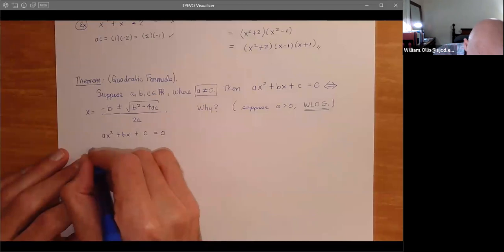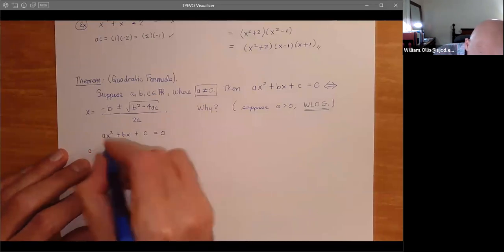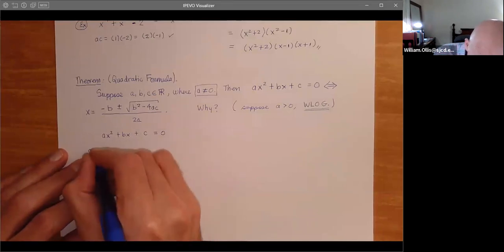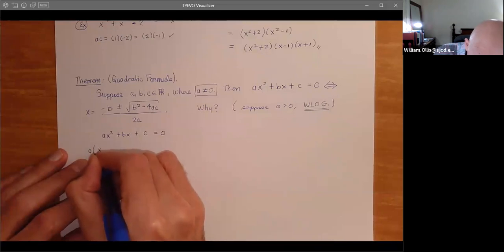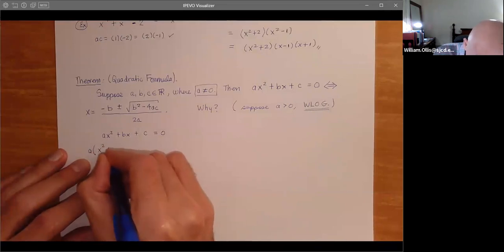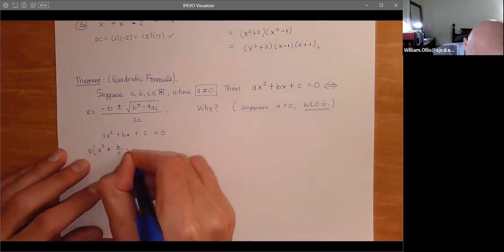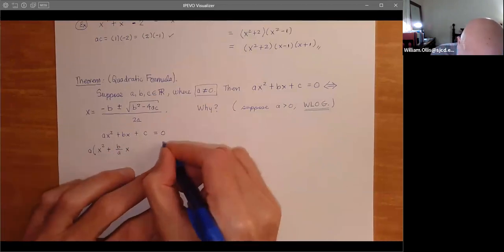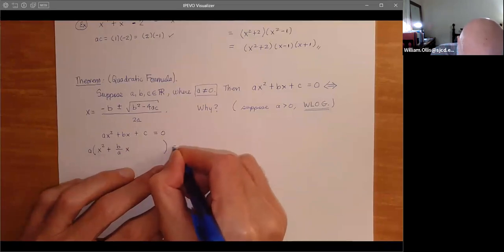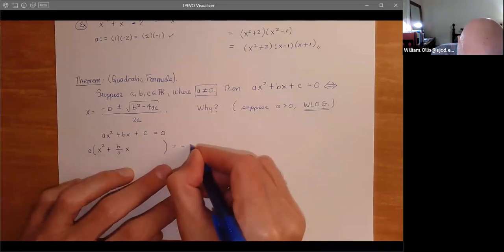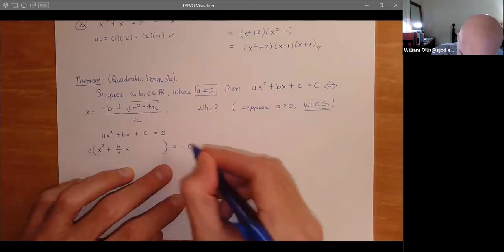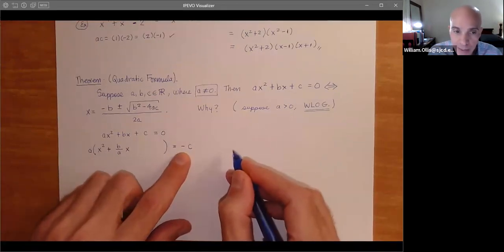Since we have an equation, we might as well take advantage of that. So first what we'll do is we'll factor the A from these two terms, and that'll give us A times X squared plus B over A X, and I'll leave some space here, equals negative C, or the additive inverse of C. That's what the negative or the dash means.